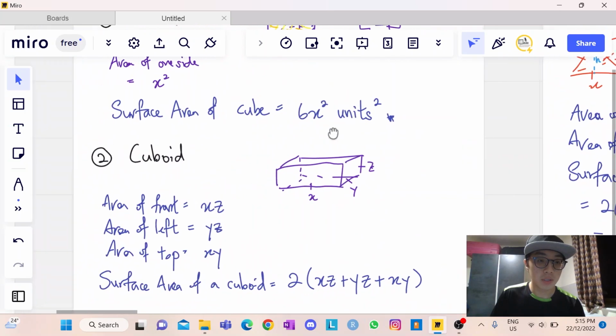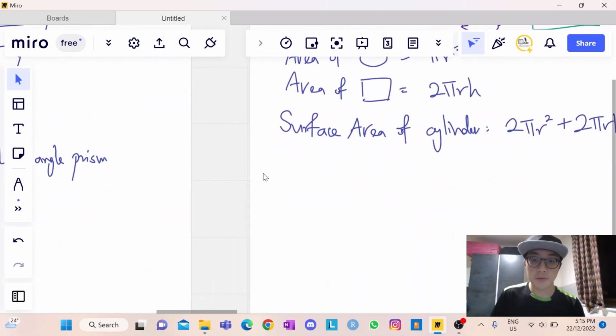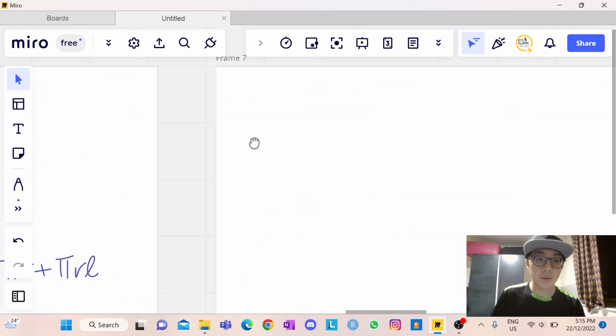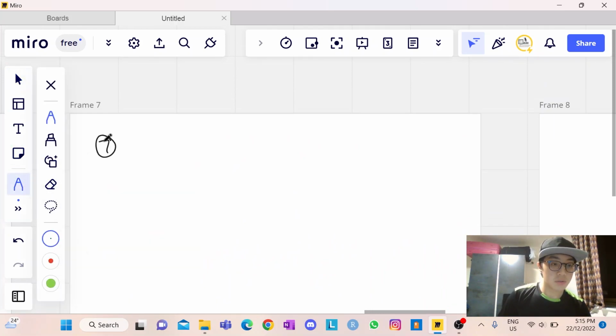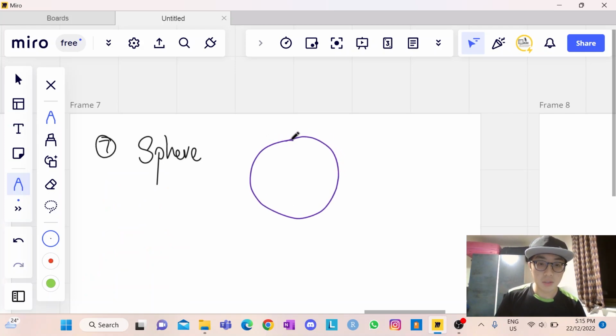Okay, so next, after cone, we'll be looking at something called a sphere. Okay, so number 7, we have sphere. So a sphere is just like a ball shaped type, but the radius is equal at all sides. All right, so we draw a sphere something like this, a circle, but with a lot of dots. It's like a globe, right? So this is a sphere. And then we have the radius r.